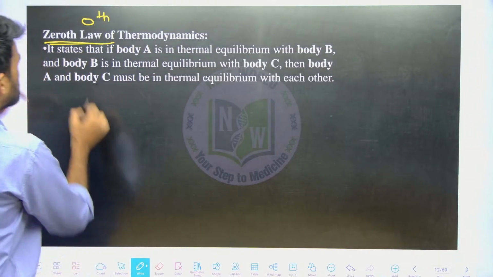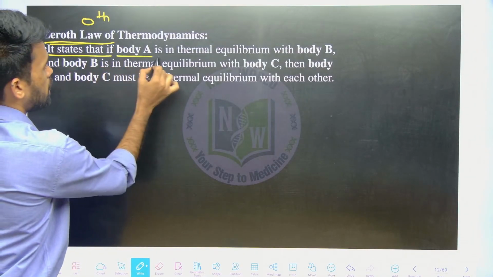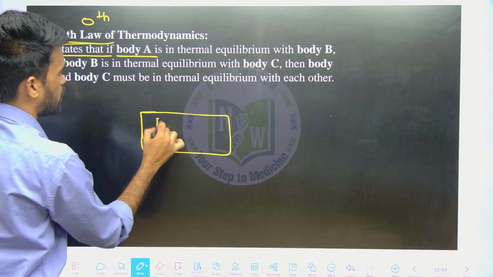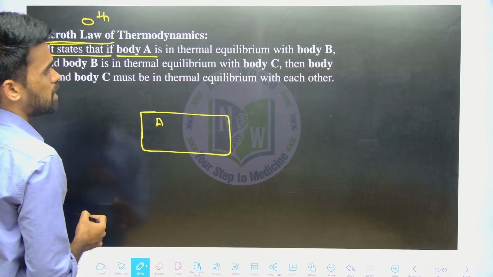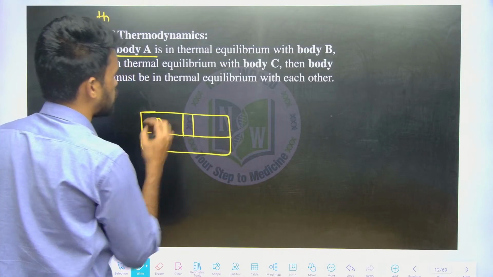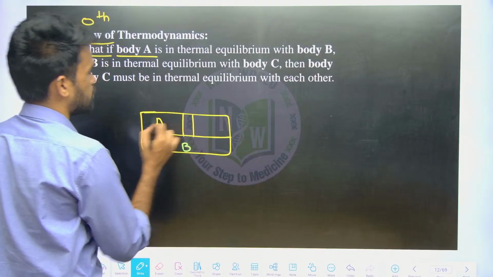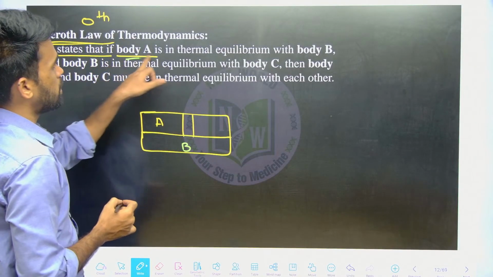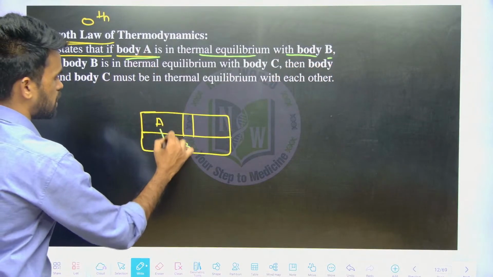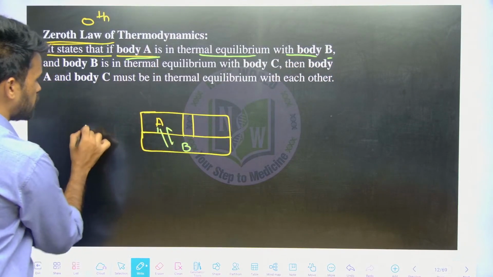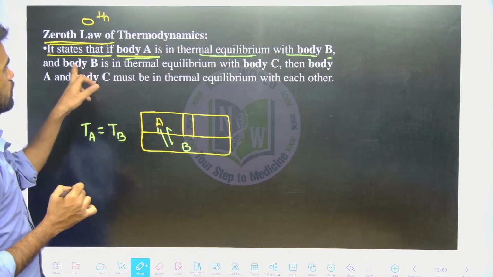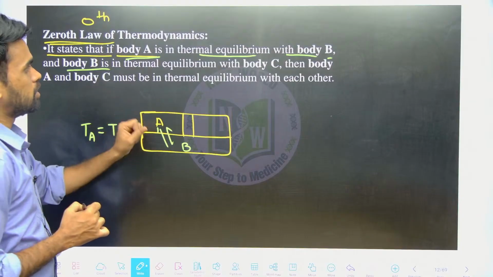Once read the statement, it states that if a body A is in thermal equilibrium with body B, let us divide this container into 3 equal halves. So this is body B, let us say. If body A is in thermal equilibrium with body B, it means the temperature of A is equal to the temperature of B.